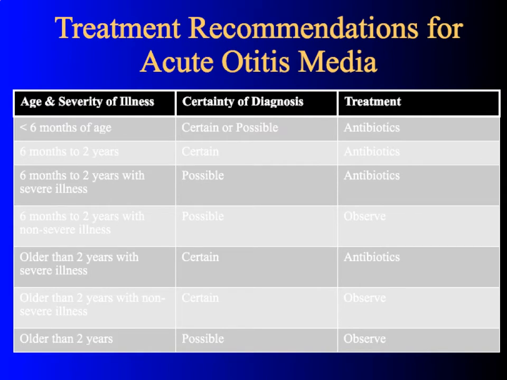So what I have here is the timeline for treatment. If a child is 6 months of age and the diagnosis certainty is either certain or possible diagnosis, treatment is antibiotics. From 6 months to 2 years, and there's a certainty of the diagnosis, treatment is antibiotics. If the child is 6 months to 2 years with severe illness, and it's possible that they have the diagnosis of acute otitis media, then the treatment is antibiotics.